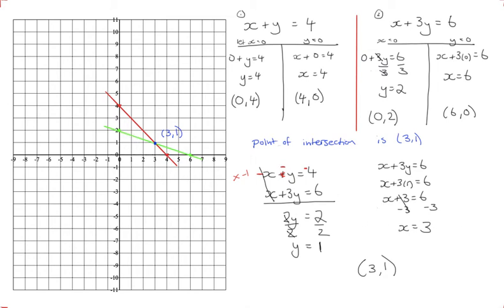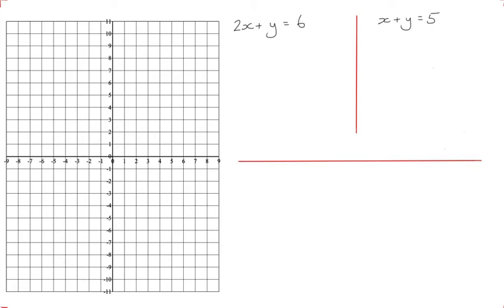So what I want you to do now is I want you to take out pen and paper, and I want you to have a go with this one here. And I want you to do it both ways. I want you to graph first. Okay, using the T method, I want you to graph these two equations first on this xy axis here, and then down here, I want you to do the simultaneous equation. So I want you to do both methods. So it'd be 2x plus y is equal to 6, and x plus y is equal to 5.